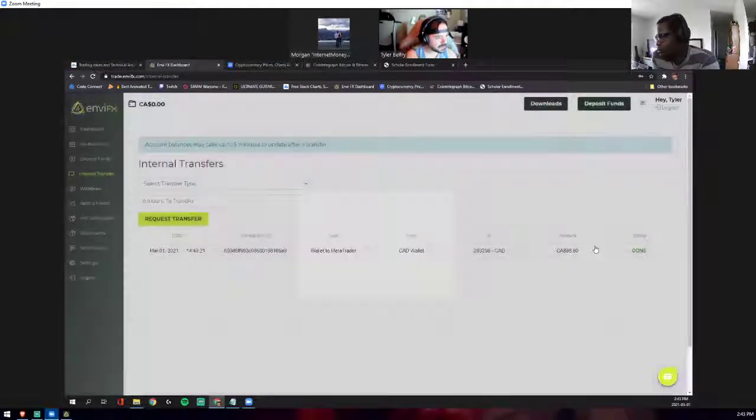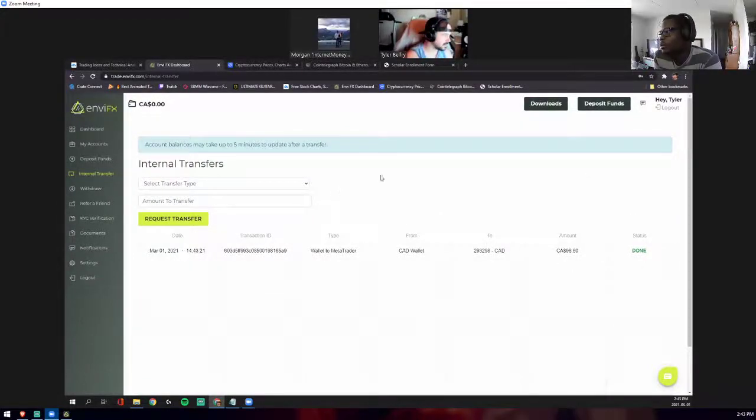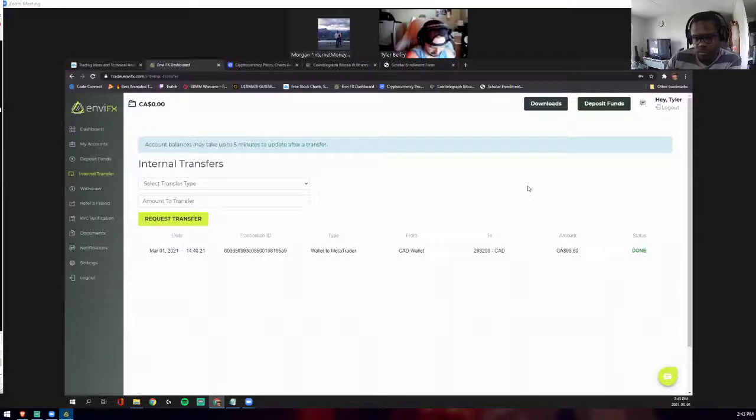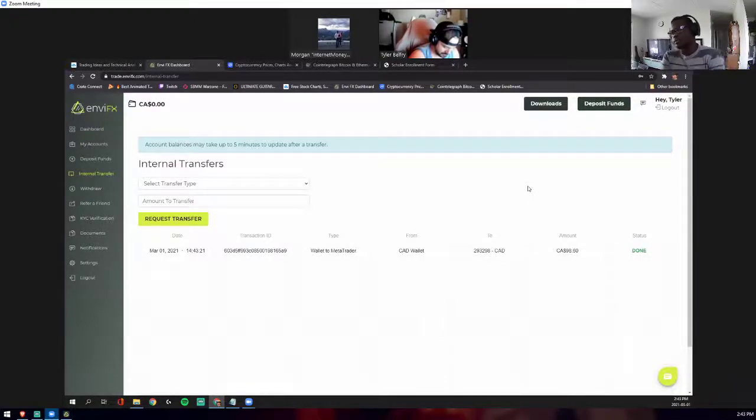It's up to 5 minutes. It says done. Status, so now you look at your MetaTrader on your phone, and it should be there. MetaTrader 4. Where would I see this money? I've got a balance of 98.60 if I click on the trade button in the middle, right? Exactly, yeah.